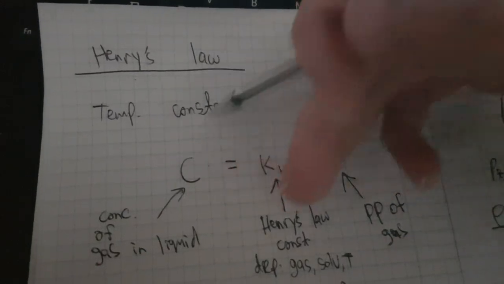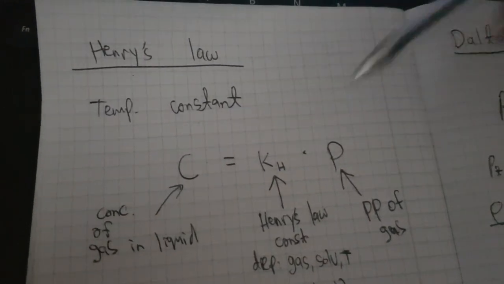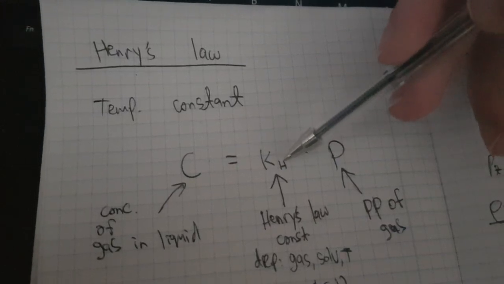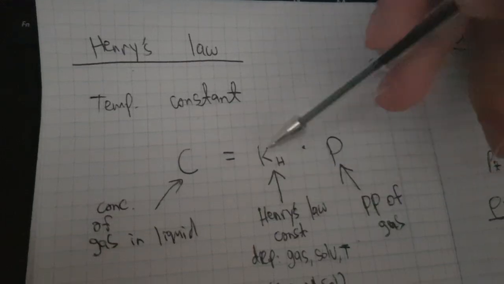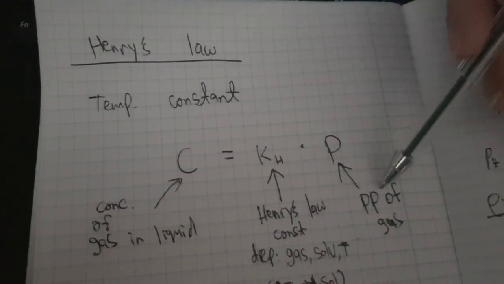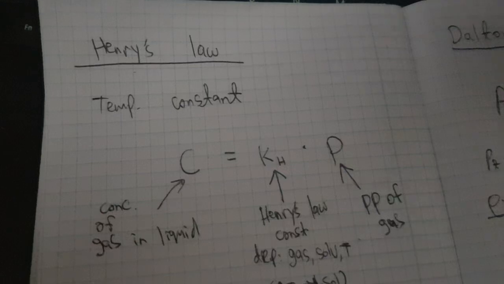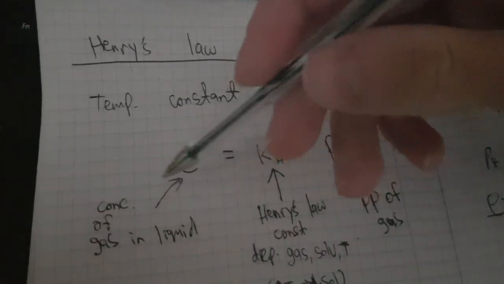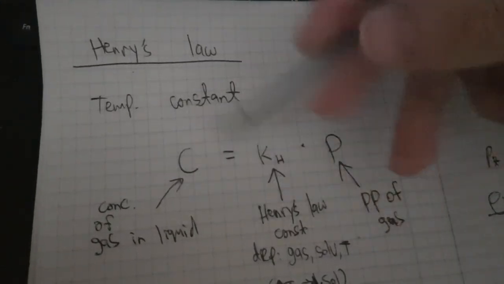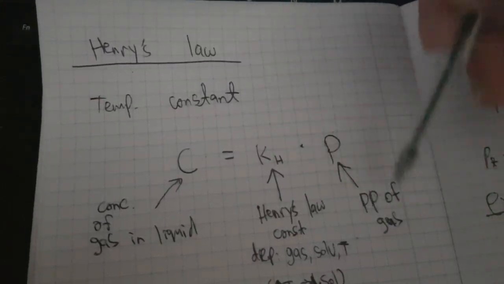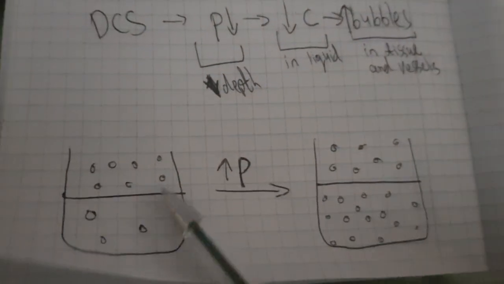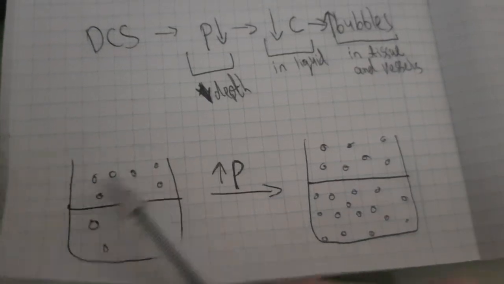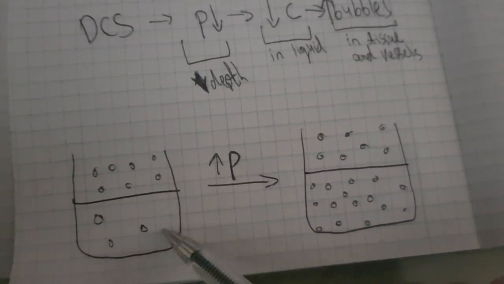equals a constant. It is called Henry's constant, which depends on the gas, which depends on the solvent, which depends on the temperature, times the partial pressure of the gas we are talking about. So you can see that the concentration of a gas in liquid is directly proportional to the partial pressure of that gas. If you look at it, for example, you can see here, this is a gas and this is, I don't know, some liquid.